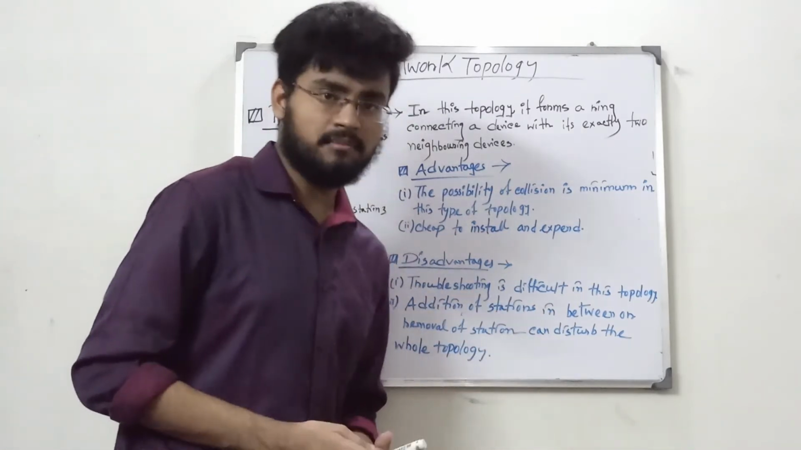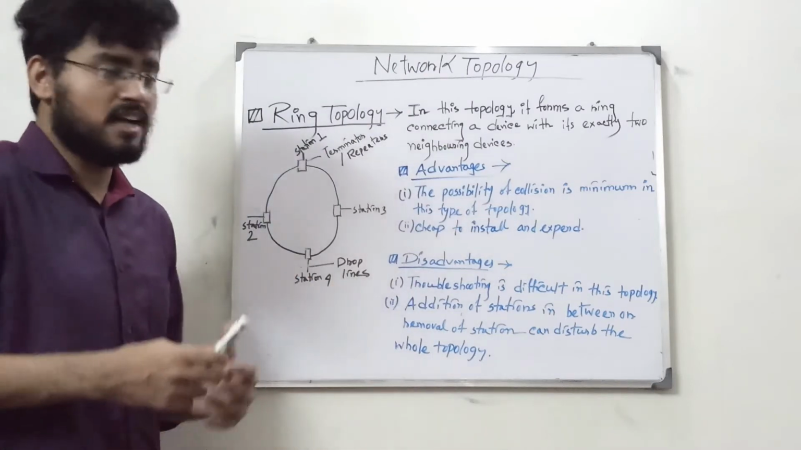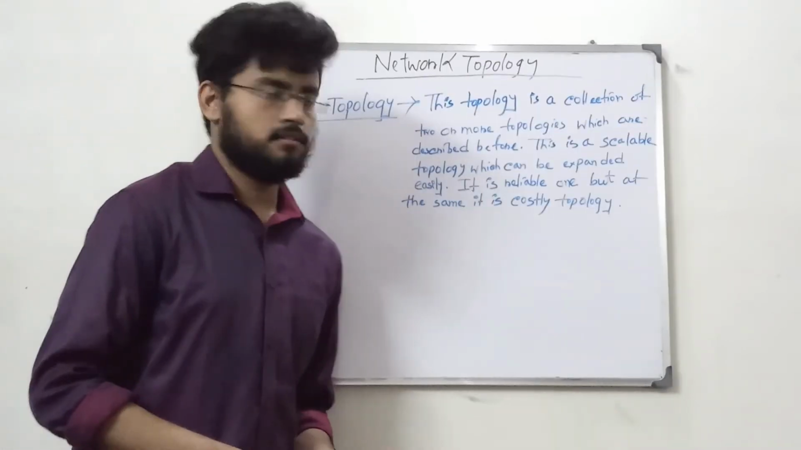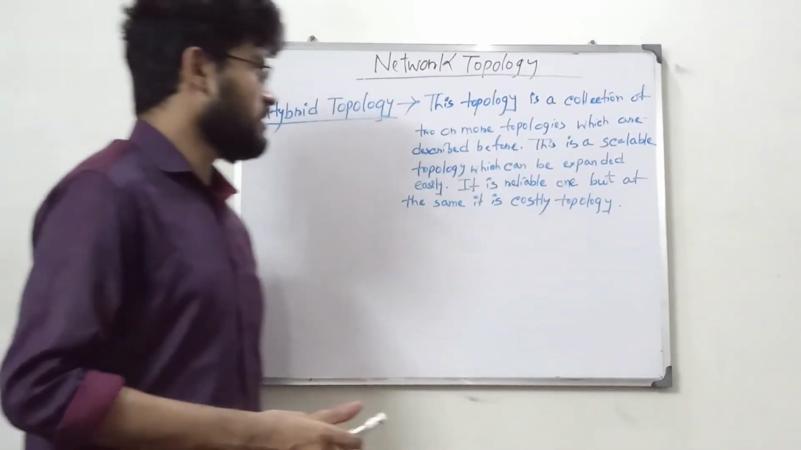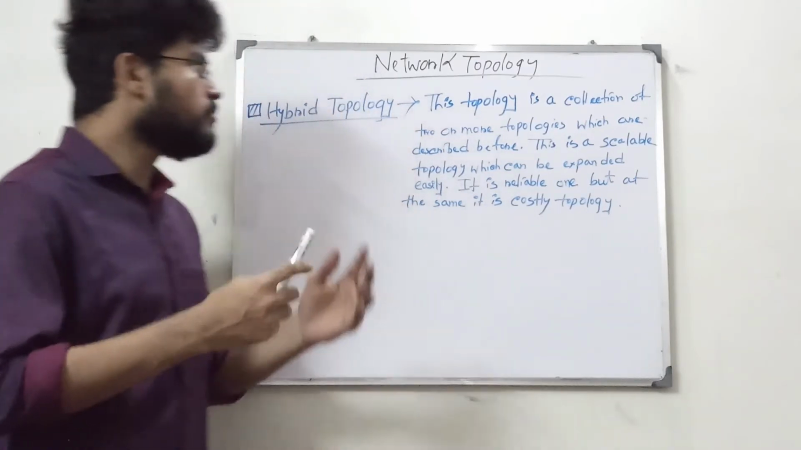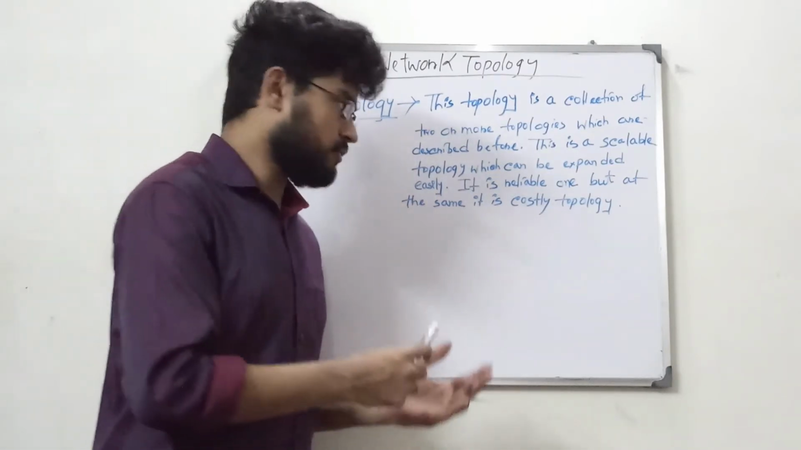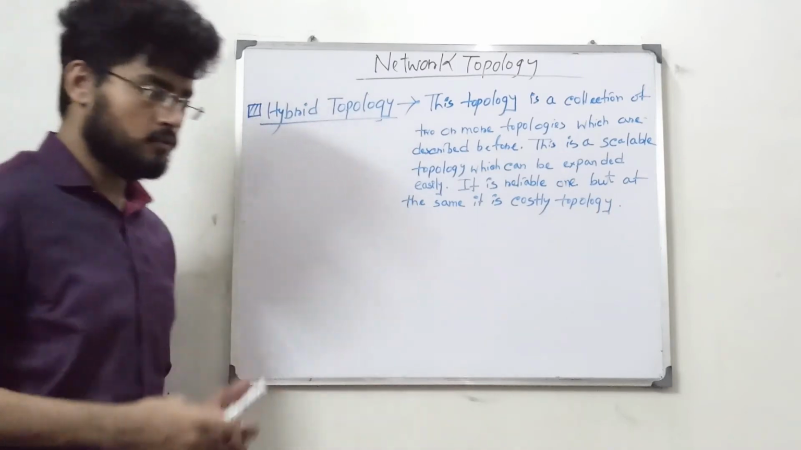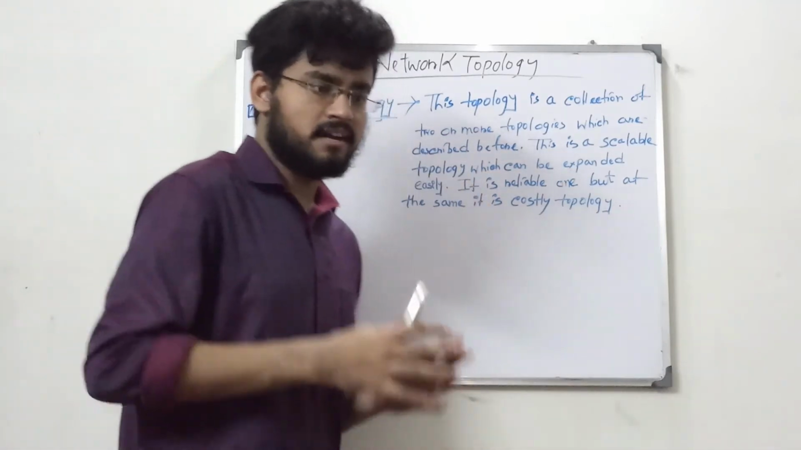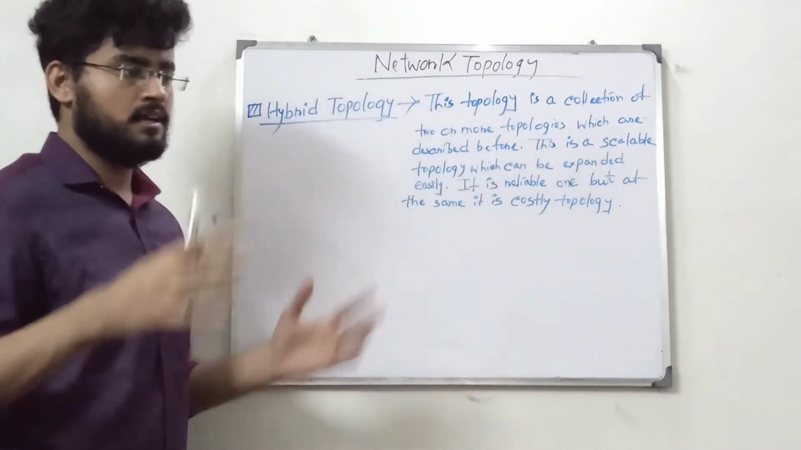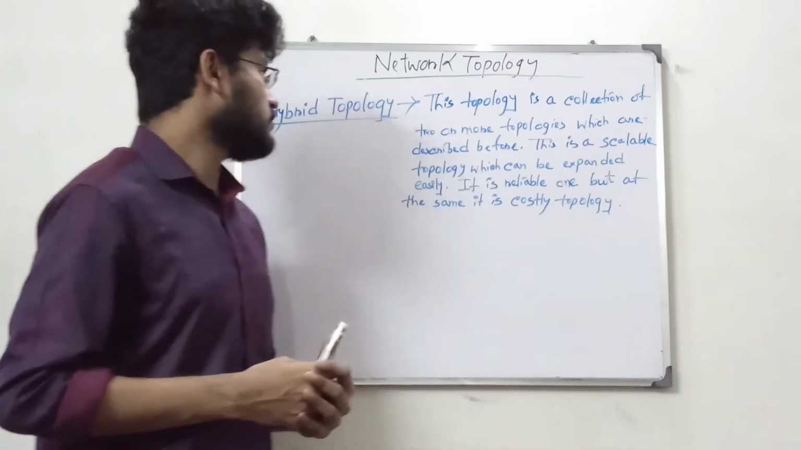So now we will discuss the last topology, that is hybrid topology. This topology is a collection of two or more of the topologies described before. If we want to connect two or more topologies in a network and form a whole network, then this is called the hybrid topology.